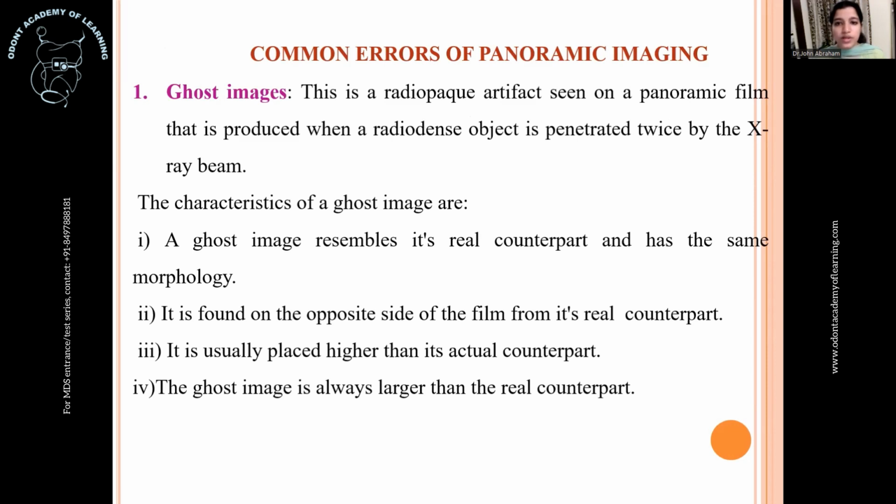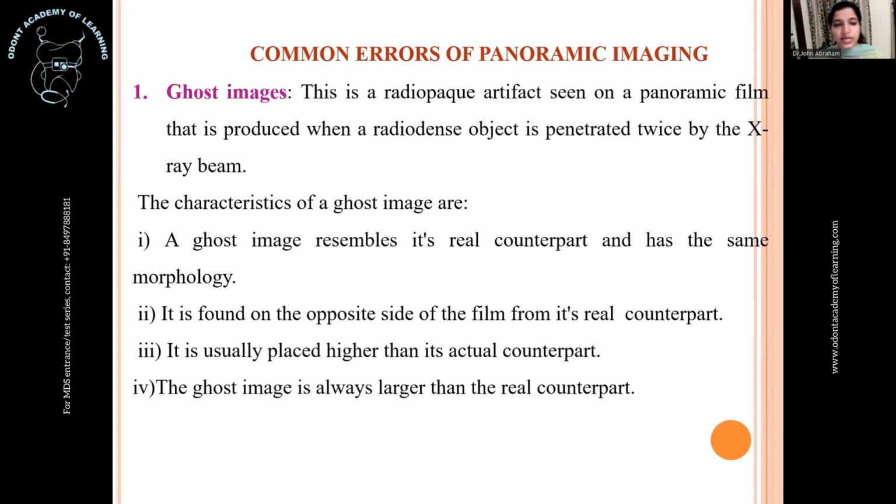So what are the common errors in panoramic imaging? We have seen the techniques, landmarks and all. So do we come across any errors? Of course we do. The first one is the ghost image. This is a radiographic artifact seen on the panoramic image that is produced when a radio-dense object is penetrated twice by the X-ray beam.